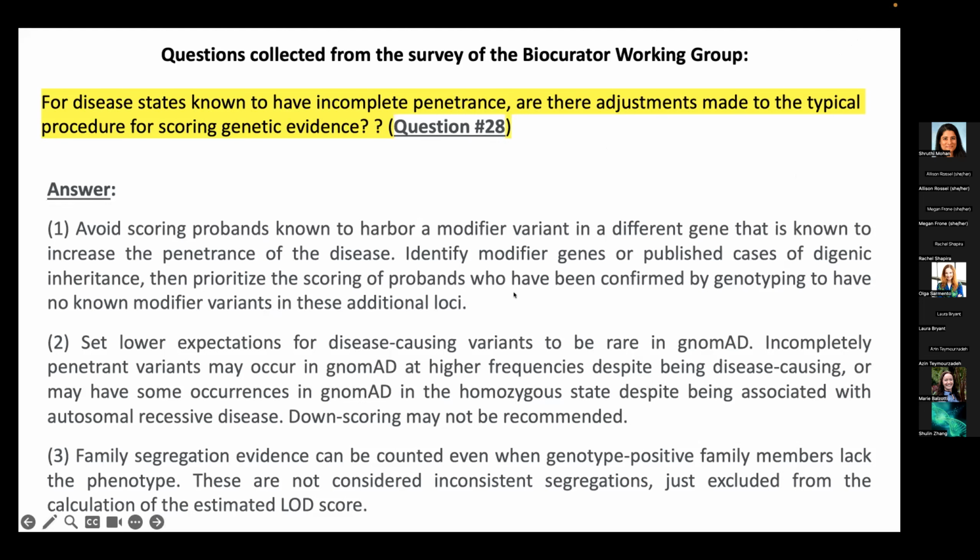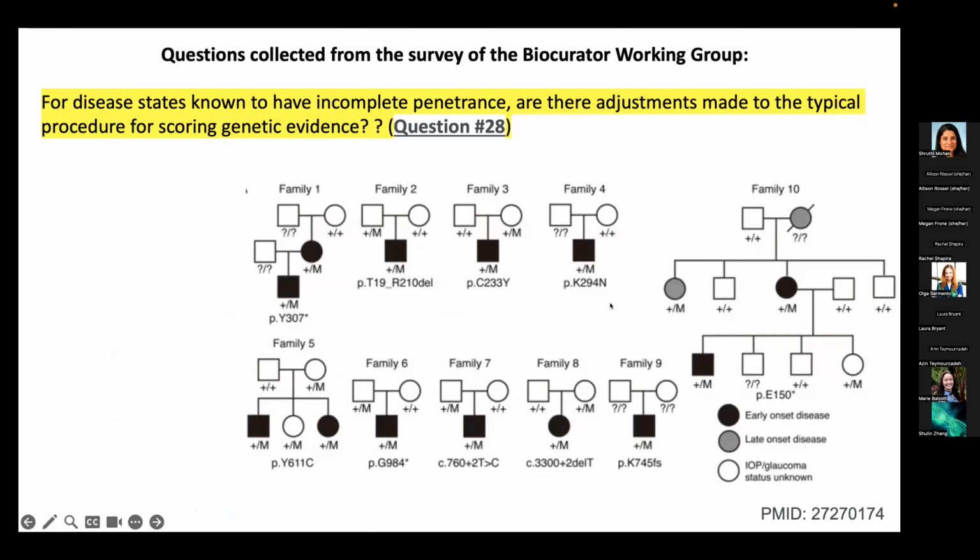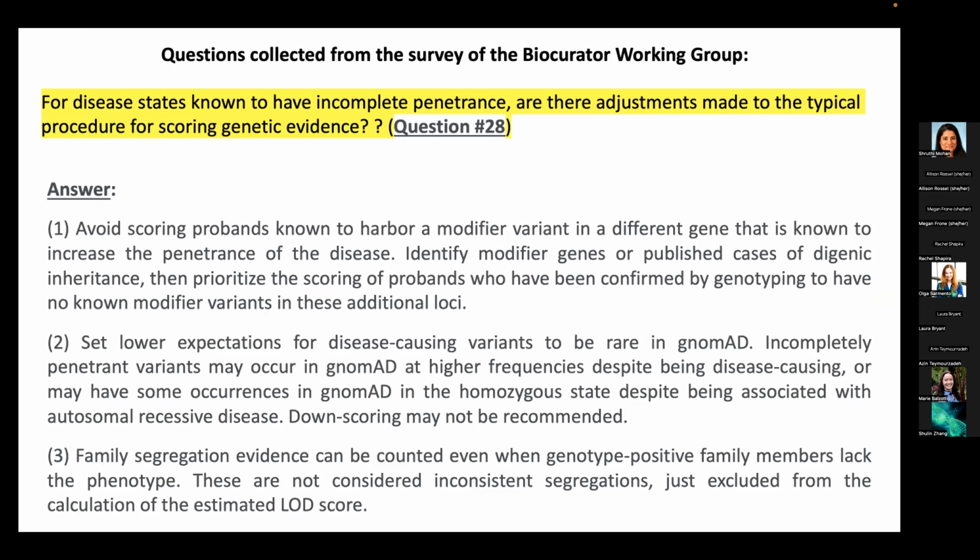In addition, we want to gravitate towards probands that have been genotyped at those modifier loci, ruling out digenic inheritance. In other words, we're looking for cases that are specific to your gene. The second piece of advice I got is to set somewhat lower expectations for gnomAD. Those dominant pedigrees I was just showing you, we expect to be really rare in gnomAD if it's a highly penetrant, highly severe disease. This doesn't look like a highly penetrant disease, so maybe we can tolerate some people in gnomAD. It wouldn't be as shocking, and you wouldn't downscore for gnomAD quite as dramatically.